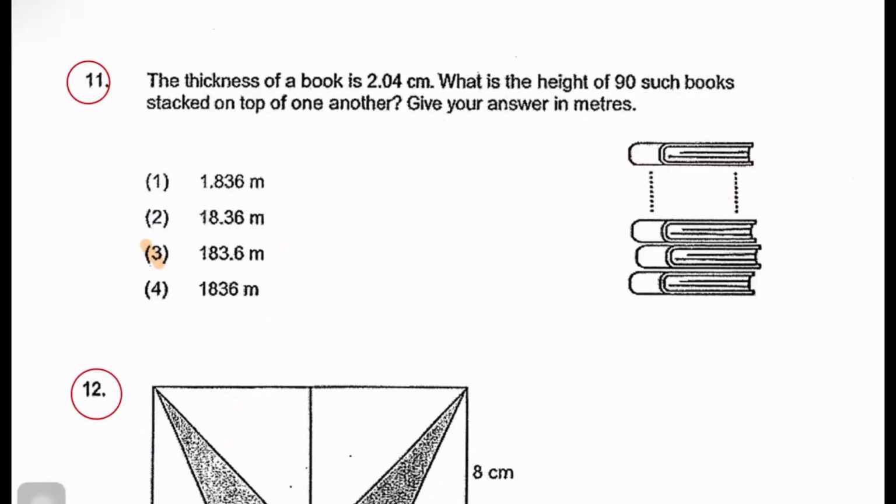The thickness of a book is 2.04 cm. One book, 2.04 cm. The height of 90 such books stacked on top of one another, how tall is it? We have 90 books. So the total height is 2.04 times 90, correct? 2.04 times 90. You have a decimal, multiply by a double digit number.